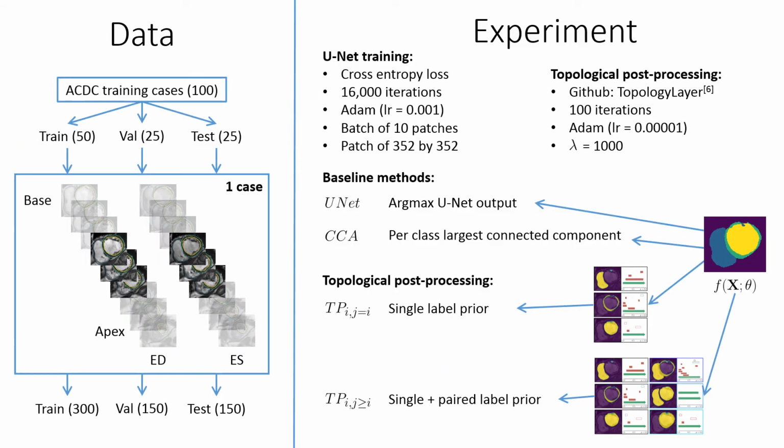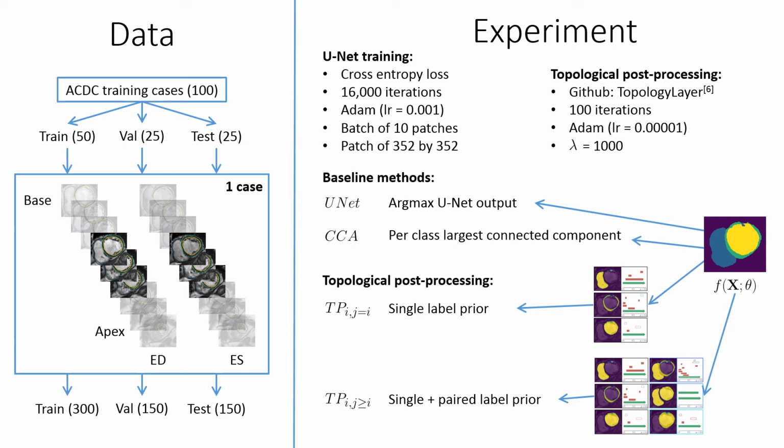For our experiment, we used a subset of the ACDC training set, selecting the 3 mid-ventricular slices from each phase of the cine. 450 training and validation images were used to train a standard U-Net using the cross-entropy loss. We then apply different post-processing operations to the 150 held-out test images and compare their performance. We considered 2 baselines. The first was the segmentation predicted by the U-Net without further post-processing. The second was the result returned by connected component analysis, keeping only the largest component for each class.